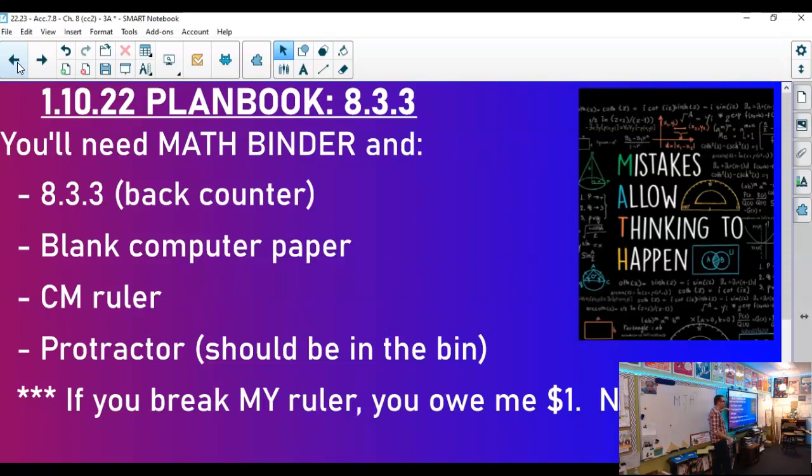You should have blank computer paper, because graph paper will actually get in the way today. You'll need a centimeter ruler, and we're only looking at the centimeters of it. Even though most rulers have inches and centimeters, we're only looking at the centimeters. Protractors should have been in the bin. We need to review how to use a protractor real quick. So everyone get your protractor, put it in front of you. If you're missing anything else from back here, come get it.